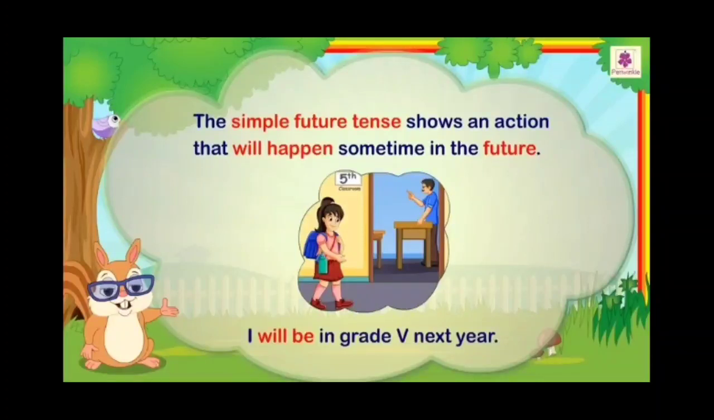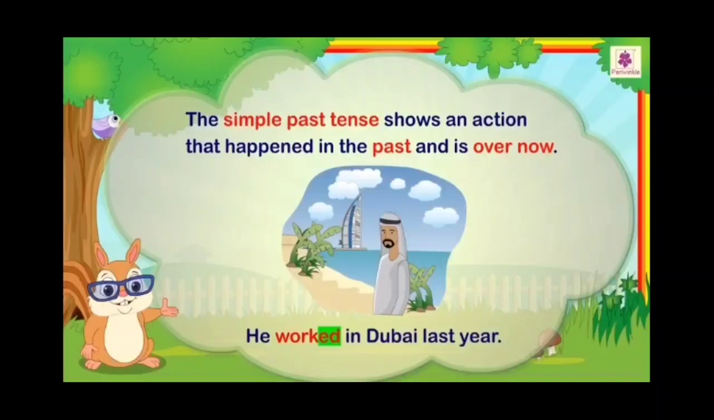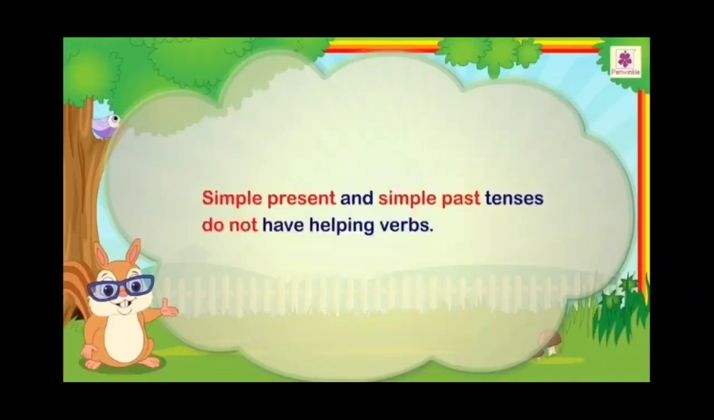Next is simple future. The simple future tense shows an action that will happen sometime in the future. For example, I will be in grade 5 next year. It is yet to happen, that is future. The simple past tense shows an action that happened in the past and is over now. For example, he worked in Dubai last year. Its effect does not continue in the present. It's done in the past.